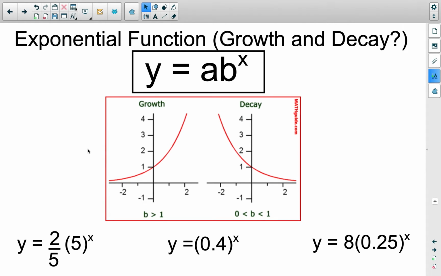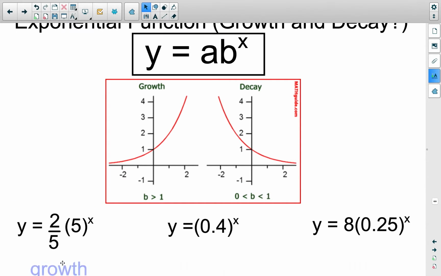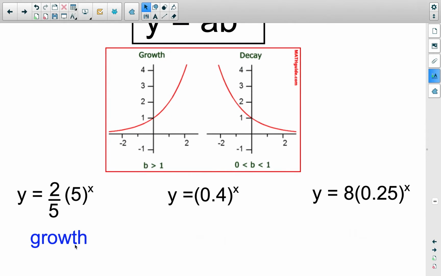So when you look at a function that actually has numbers in it, we'll focus on this one down here first. Notice the a value is 2/5. That is always going to be your y-intercept. So a is your initial value, and without any shifting or reflecting, that's going to be your y-intercept. And then b, your base here, because it's 5, which is larger than 1, that's going to be a growth situation. So that one is definitely growth.